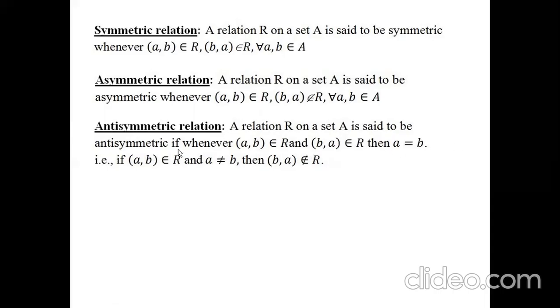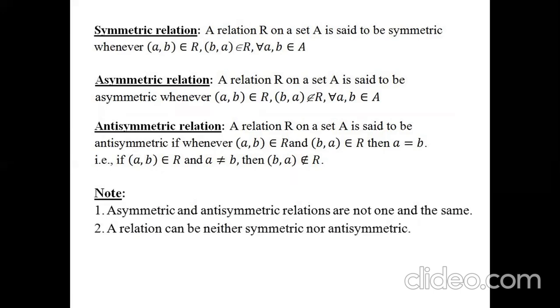So whenever we observe any relation which has the form that (A, B) belongs to R and (B, A) belongs to R, then A will be equal to B. This is one and the same as understanding: any relation is said to be antisymmetric if (A, B) belongs to R and A is not equal to B, then (B, A) does not belong to R. Then such a relation is called an antisymmetric relation.